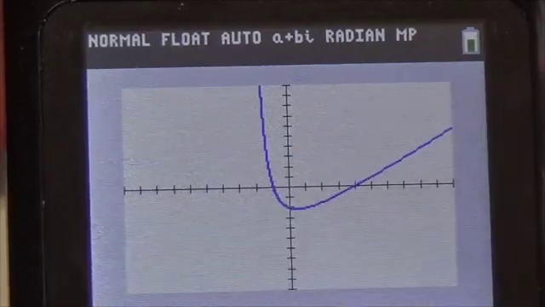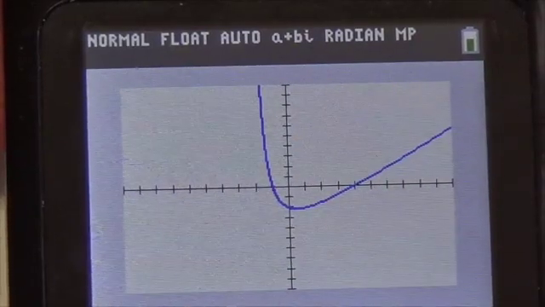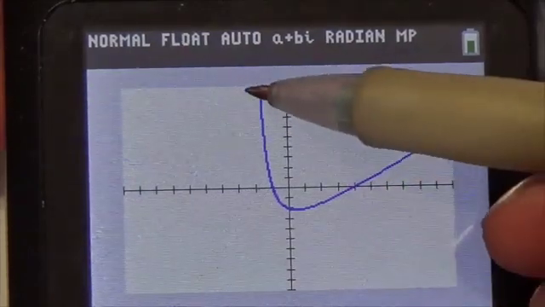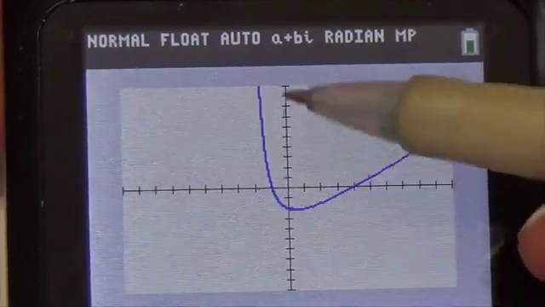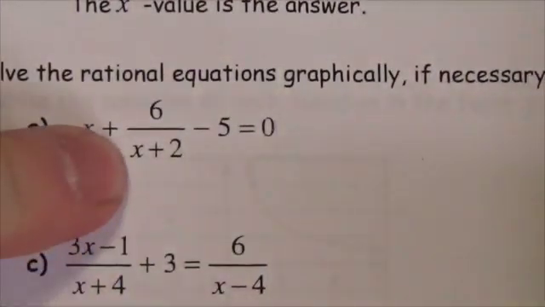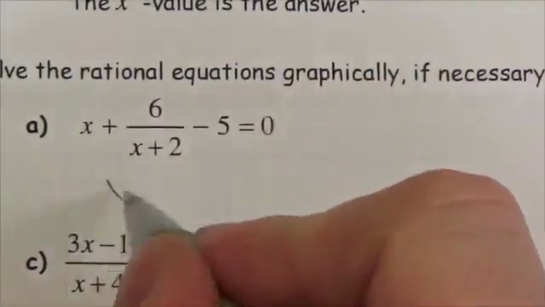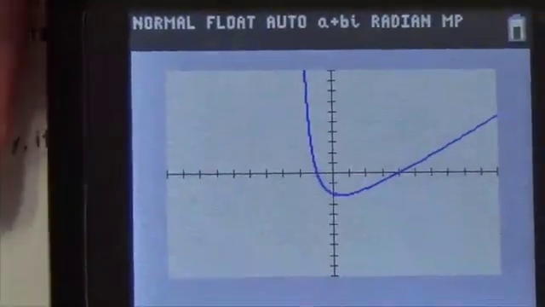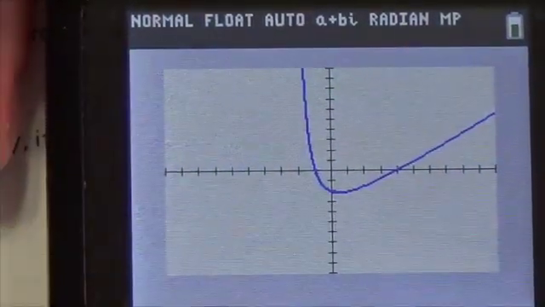Okay, so there you go here. Now, I'm a little concerned. I know that I'm going to have a vertical asymptote here at -2. I can tell that from my equation here. X can't equal -2. I am a little concerned about what's going on over here. I can't see it here.